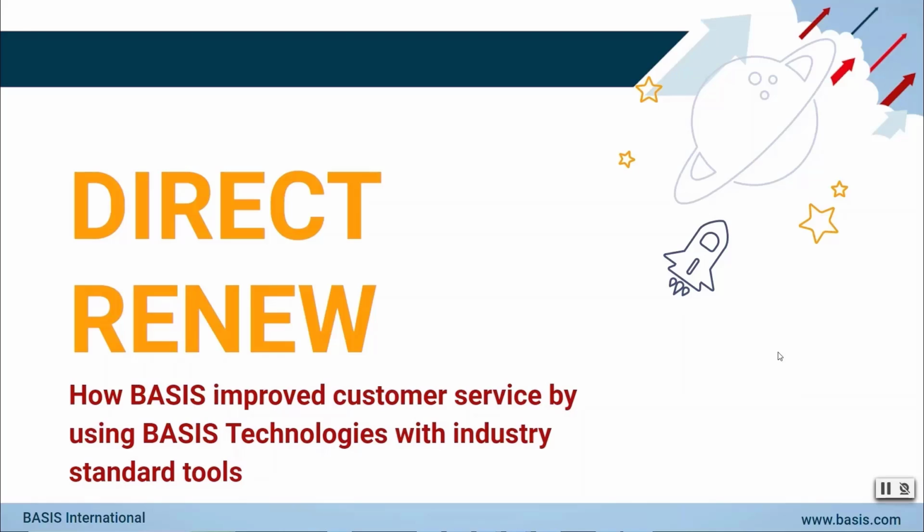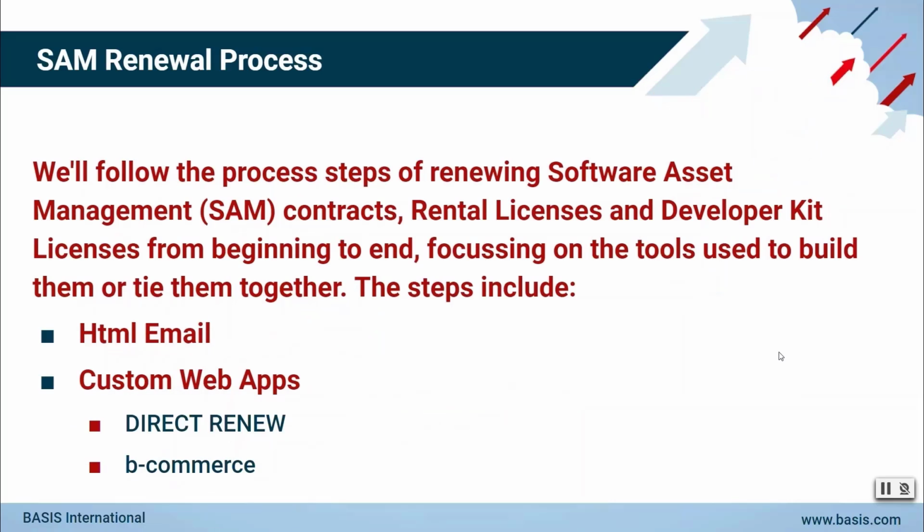In this segment of our presentation, we'll take a look at Direct Renew, which is the custom web app at the heart of how Basis improved customer service using Basis technologies and industry standard tools. We'll look at each of the process steps of renewing software asset management contracts, rental licenses, and developer kit licenses from beginning to end, focusing on the tools used to build each step and lead into the next step. These steps include the delivery of an attractive and colorful HTML email with the goal of getting the customer's attention and guiding them through the renewal process.